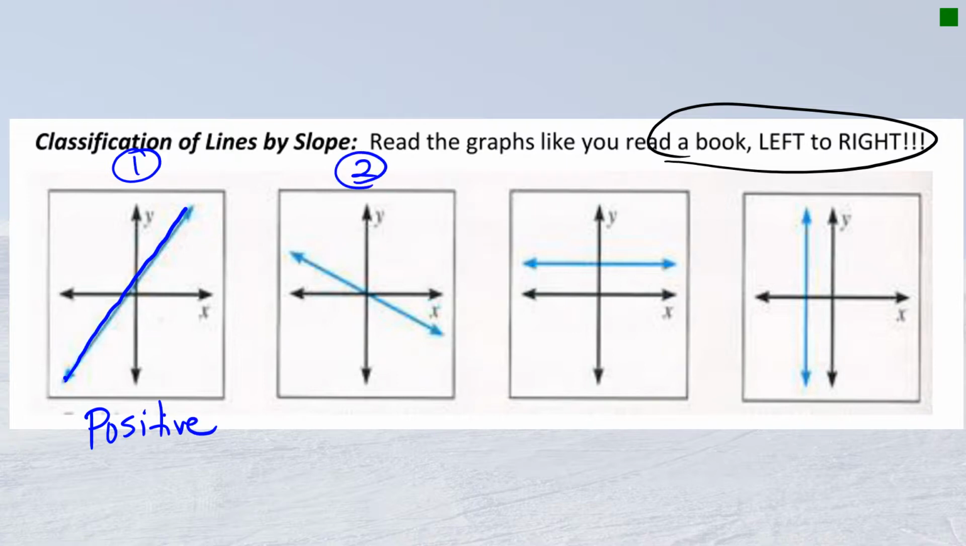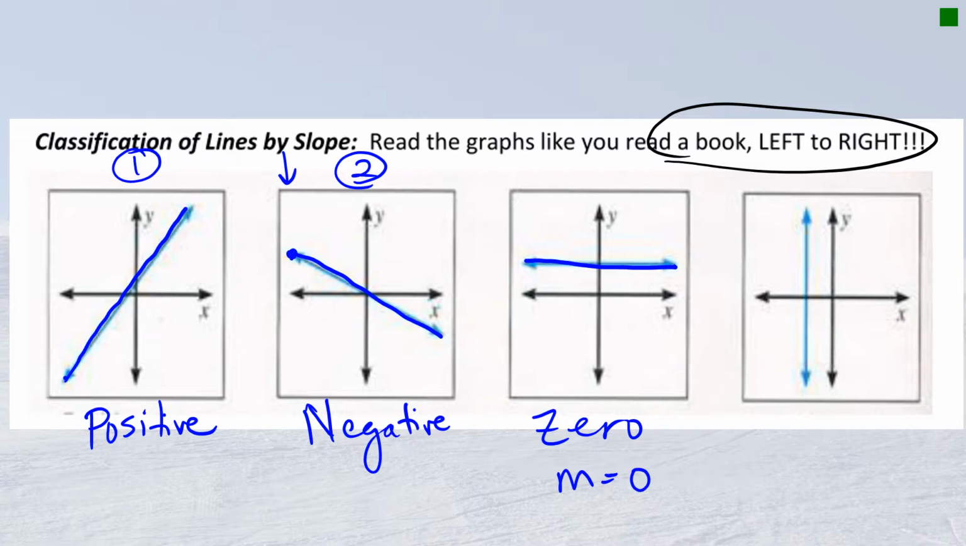On graph number 2, I have to start on the left-hand side. So I have to start over here. So I'm going to start on the blue line here. But this time I'm going down. So that's a negative slope. Now on this one, if I start here and go across, there is no slope. So the slope is 0. Or you can say m equals 0.